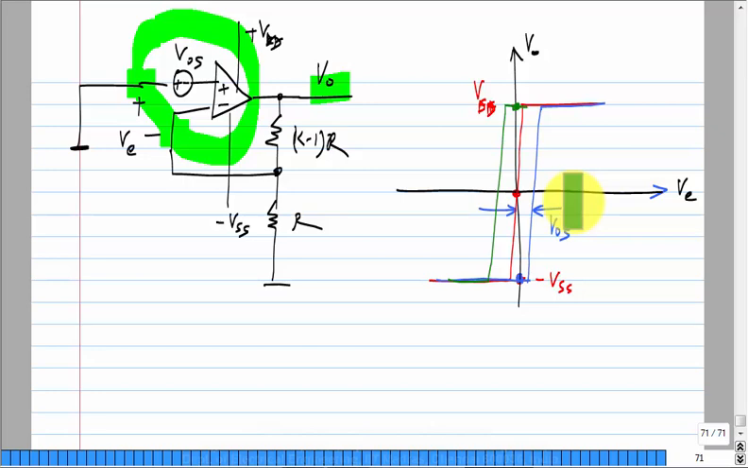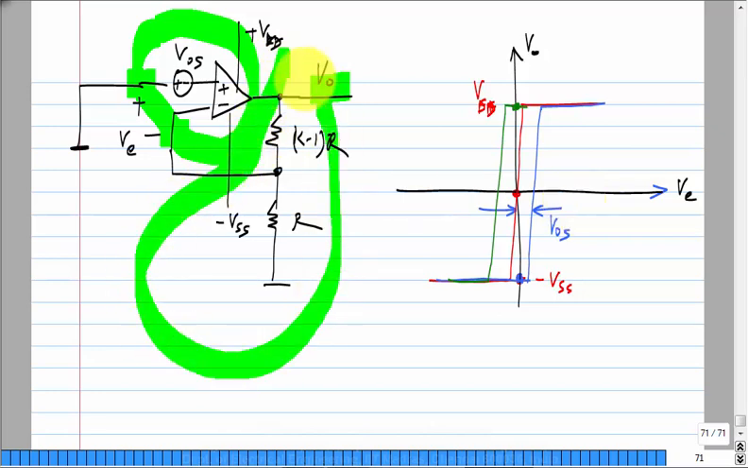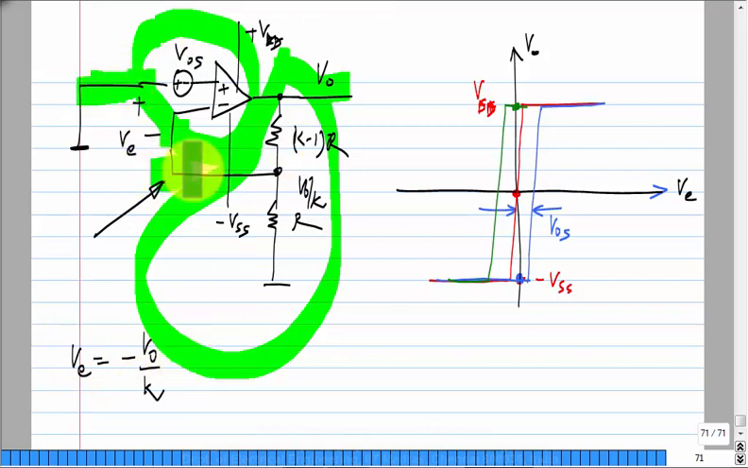Perfect. So this part, if you look at it, all that it is doing is, I mean, you can also write Kirchhoff's current law here and so on, but this is a voltage divider, so you already know what it is. So this voltage here is going to be simply VO divided by K. So VE is minus VO divided by K, because VE is defined with this positive and that negative.